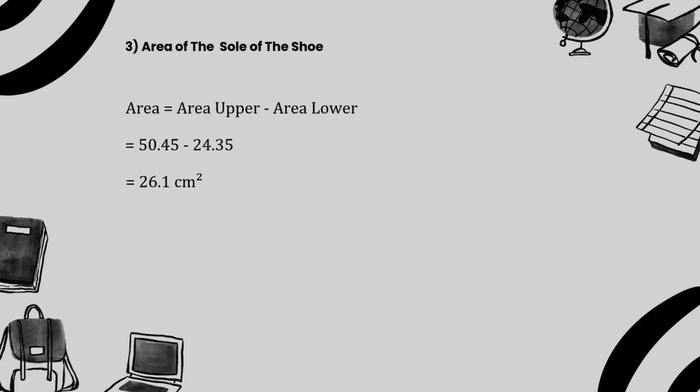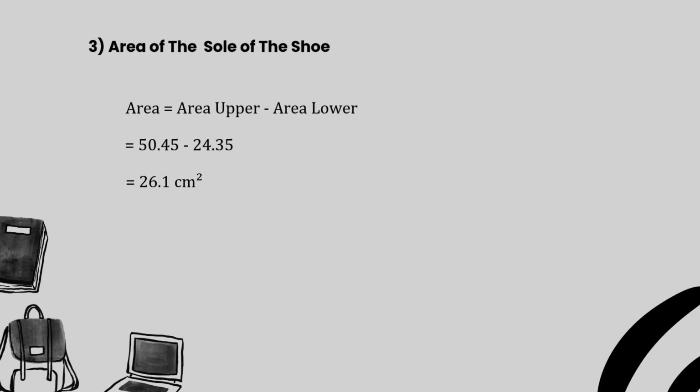Last but not least, to find the area of the sole of the shoe, we subtract the lower area from the upper area. And we got 50.45 minus 24.35. The area of the sole of the shoe is 26.1 centimeters squared.